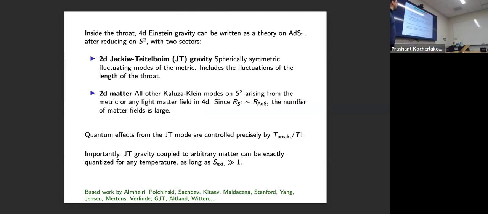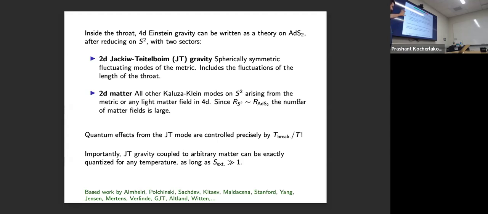Inside the throat, four-dimensional Einstein gravity can be written as a theory on AdS2 after reducing on the angular directions, with essentially two main sectors. The first one is called Jackiw-Teitelboim gravity, and this is made of spherically symmetric modes in the metric. So this includes the fluctuations of the length of the throat that I just mentioned. And then we have 2D matter that is essentially all other modes from reducing on the sphere, coming either from the metric or from any light matter you might have in higher dimensions.